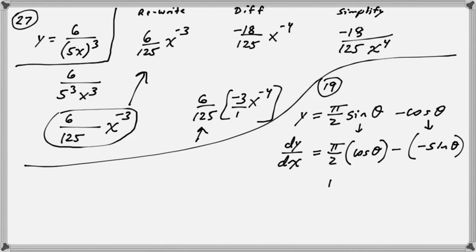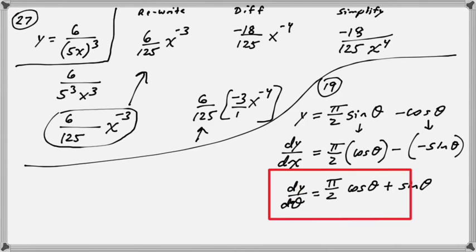So my answer is going to be pi over 2 cosine theta plus sine theta. And that really is not dy dx, that's dy d theta, because I took the derivative with respect to theta.